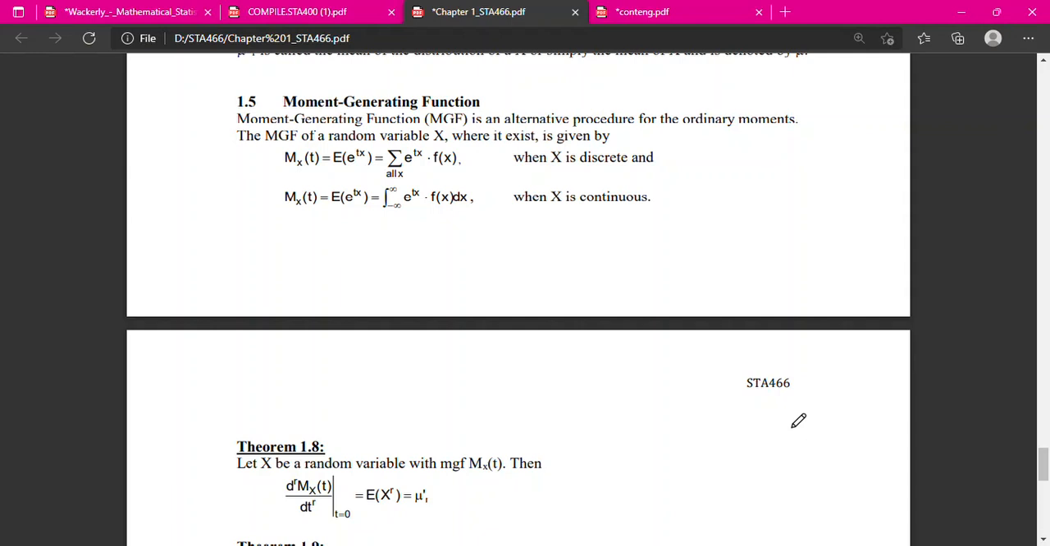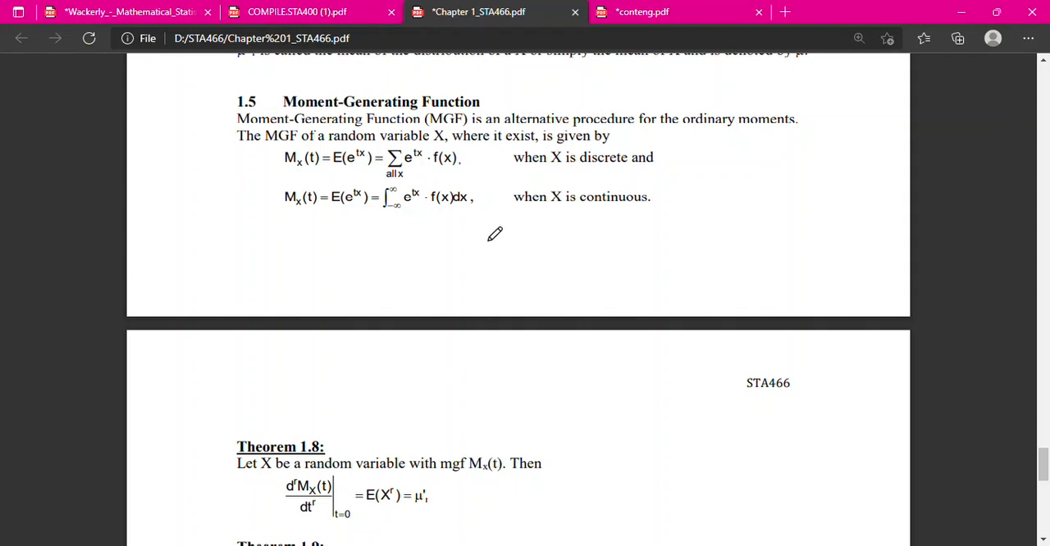For this time, we move to the next topic, which is the moment generating function. That is something you have learned before this at diploma level.